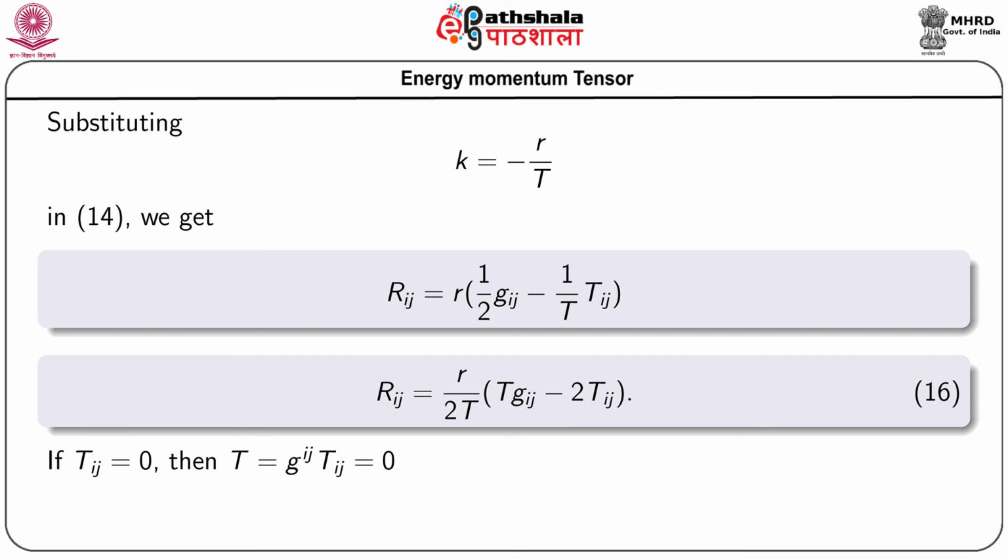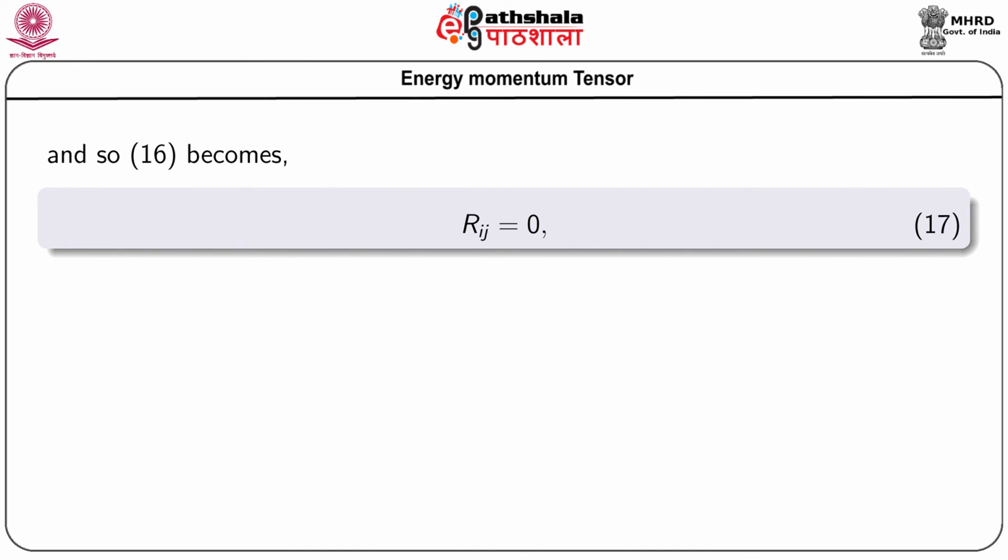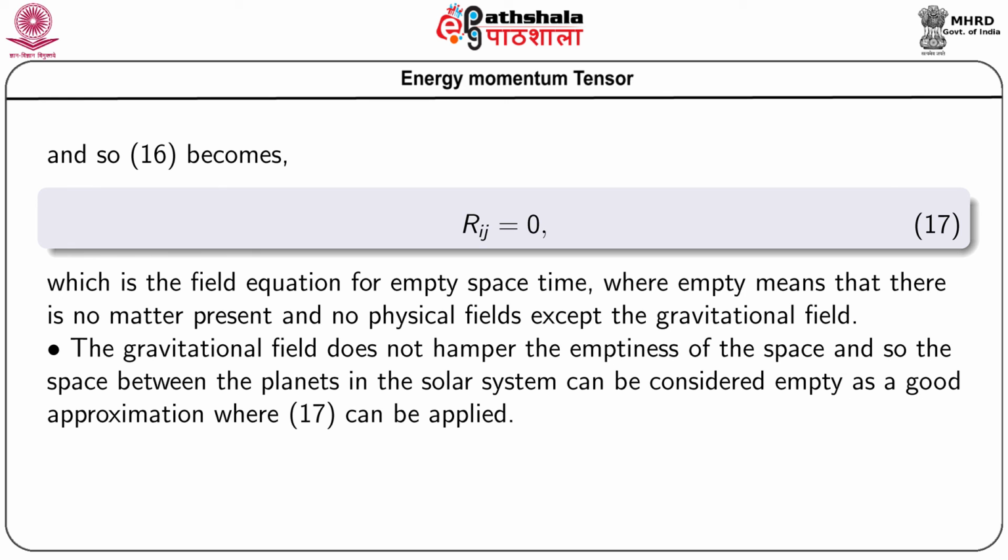Now, if Tij equals 0, that means the energy momentum tensor vanishes, then T will also be equal to 0, and in that case the equation becomes Rij equals 0. This equation is the field equation for empty space time. That means there is no matter present and no physical fields except the gravitational field, and for empty space time the field equation is Rij equals 0.